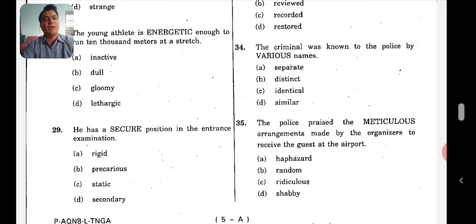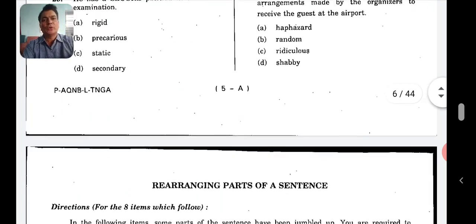The police praised the meticulous arrangements, very careful arrangements, very detailed arrangements, very systematic arrangements. So what will be the opposite of that? Haphazard, awkward, not in order. So that will be the antonym of meticulous. Let's go to the 36th one.